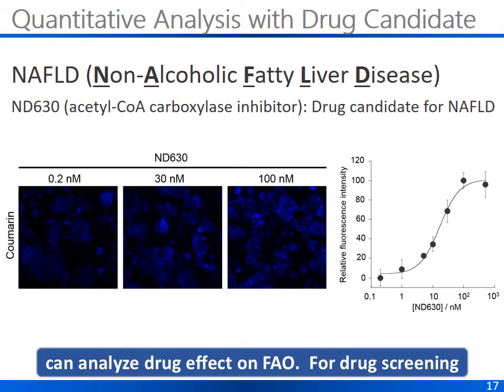HepG2 cells were pre-incubated with various concentrations of ND630 followed with FaoBlue for 30 minutes, and blue fluorescent intensities were quantified under a confocal laser microscope. As you can see, the blue fluorescence increased with ND630 concentration-dependent response. The increase in the fluorescence directly correlates to beta-oxidation activity, which turns out that ND630 accelerates FAO activity. Like this slide, FaoBlue can be used to analyze drug effects on beta-oxidation. FaoBlue can also be used for screening drugs related to fatty acid metabolism.